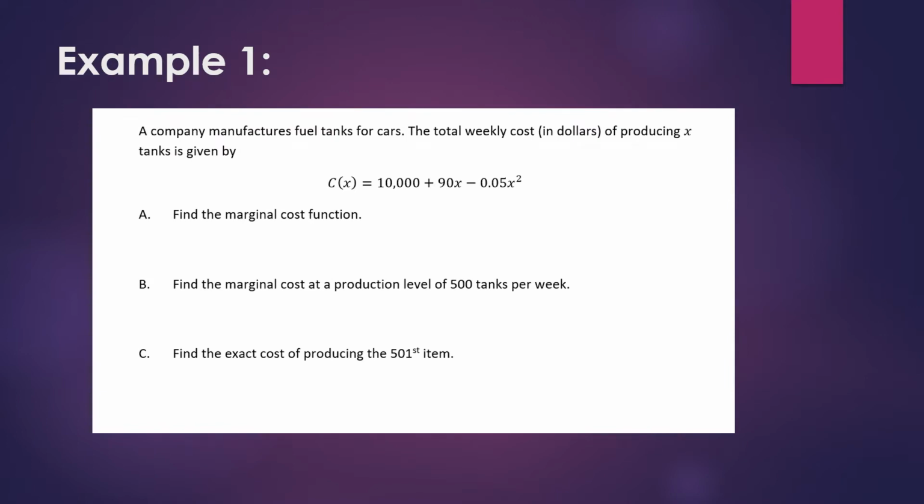Example 1, a company manufactures fuel tanks for cars. The total weekly cost in dollars of producing x tanks is given by C of x equals 10,000 plus 90x minus 0.05x squared. And part A asks us to find the marginal cost. So remember, marginal means take the derivative. We want the derivative of our cost function. So C prime of x, the derivative of 10,000 is 0. The derivative of 90x is 90. And then the derivative of negative 0.05x squared is going to be 0.1x.